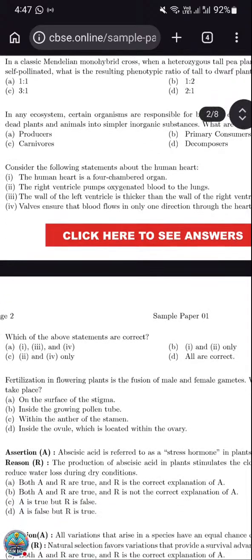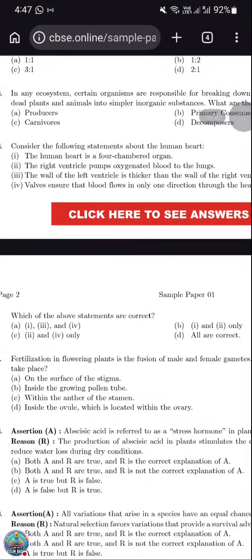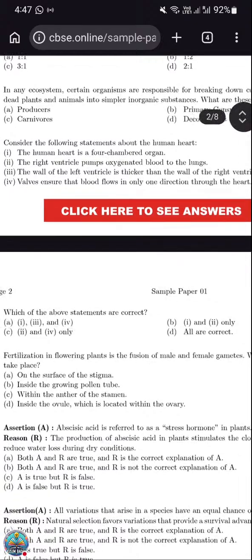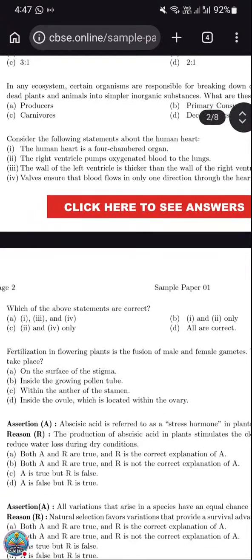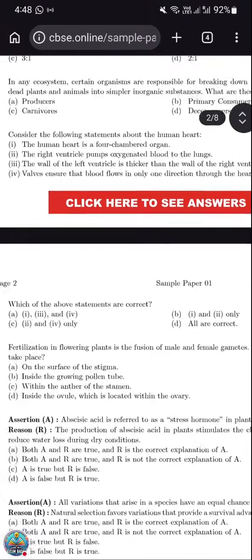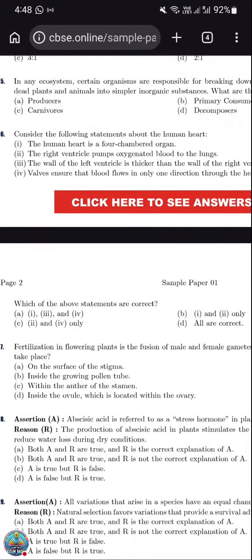Next question. Consider the following statements about the human heart. The human heart is a 4-chambered organ. The right ventricle pumps oxygenated blood to the lungs. The wall of the left ventricle is thicker than the wall of the right ventricle. Valves ensure the blood flows in only one direction through the heart. So now which of the following statements are correct?